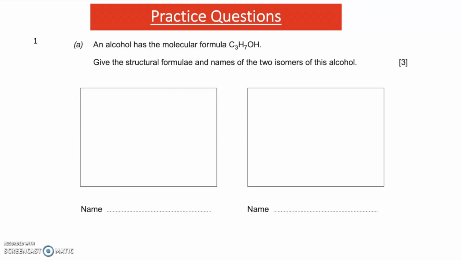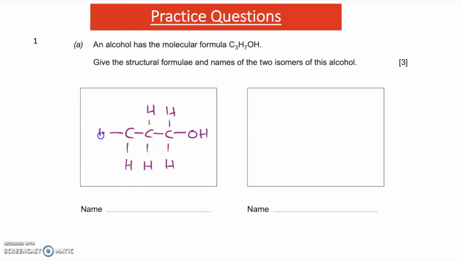So in question 1A, you're told that an alcohol has a molecular formula C3H7OH, and then you're told to give the structural formula and names of the two isomers of this alcohol. So the first isomer will have a carbon chain of 3 carbons in it, because remember it's C3H7OH, and we'll put the OH group on the first carbon.